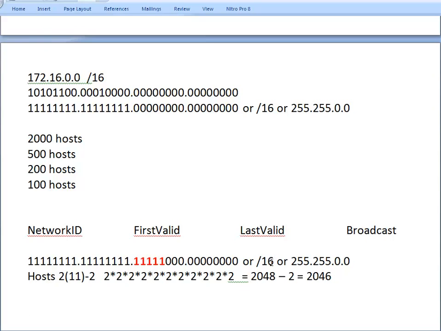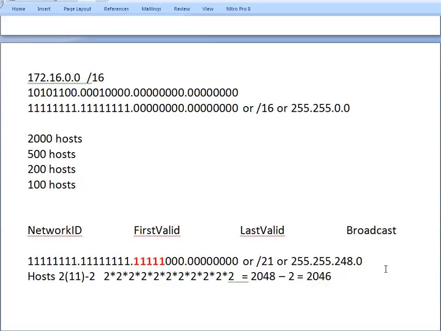Now it's not /16 anymore, because 16 is up to here. 17, 18, 19, 20, 21. So it's /21. Or in decimal it's 255.255, then when you add 128 plus 64 is 192, plus 32 is 224, plus 16 is 240, plus 8 is 248. So it's 248 here in the subnet mask.